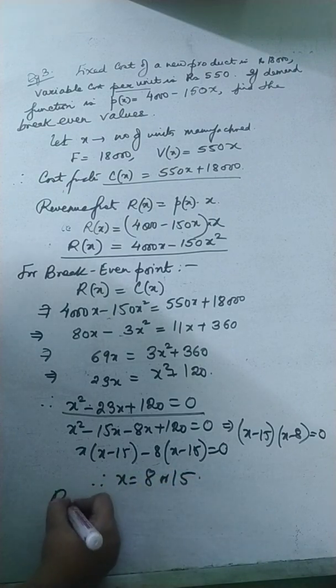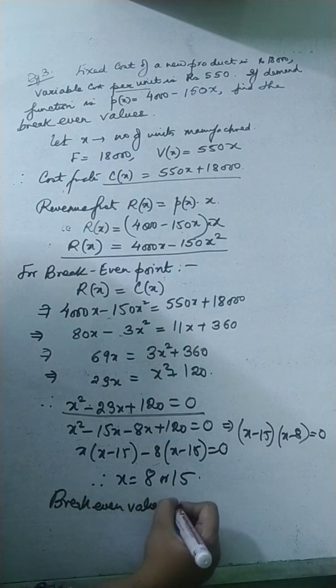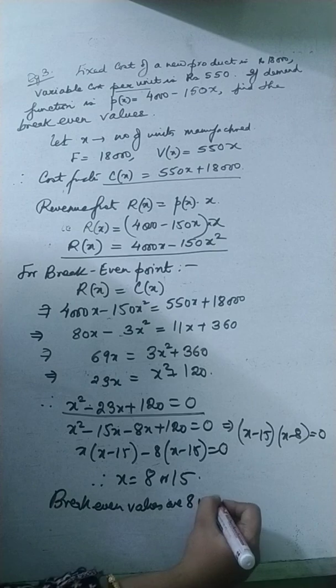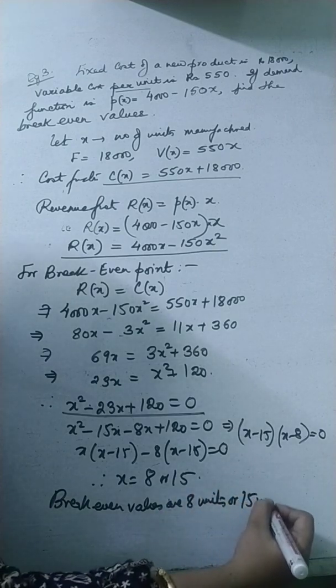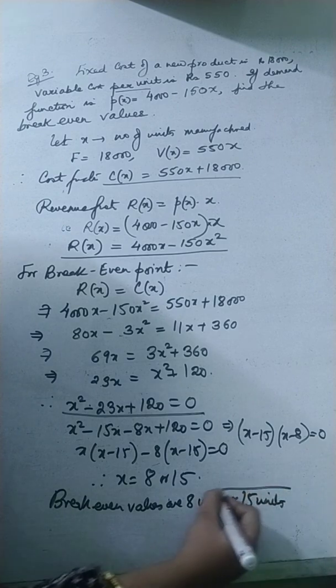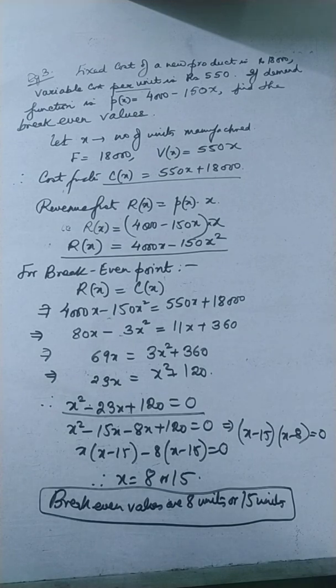The conclusion will be that break-even values are 8 units or 15 units. That means at least 8 units have to be manufactured so that there is no loss even if there is no profit, or 15 units have to be manufactured so that there is no loss even if there is no profit. So this is how we find the break-even values.